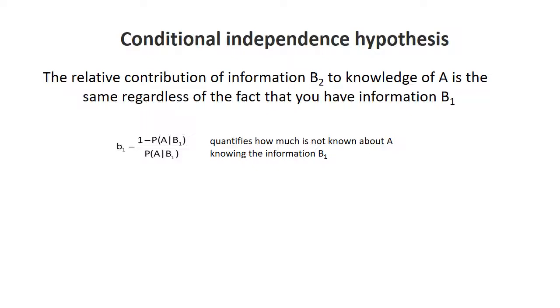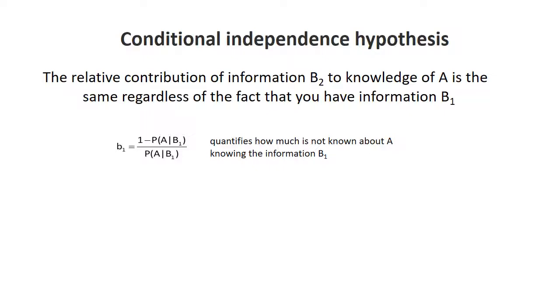So again, we return to the conditional independence hypothesis, but it's somewhat differently formulated. We'll see that it's no longer formulated directly on probabilities, but on ratios. So we return to the notion of ratios. The conditional independence hypothesis that we will state is that the relative contribution of some information source or some belief expressed by B2 to knowledge A is the same whether or not you have information at B1. So essentially, B2 will not change its mind knowing what B1 is, and that's perhaps also a good thing.